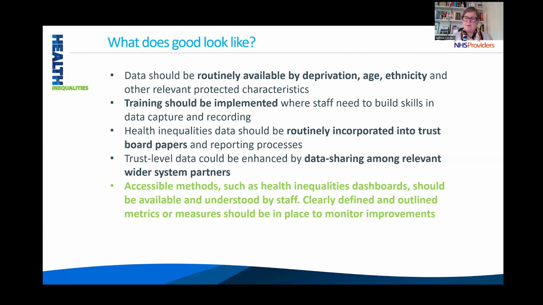having data available by protected characteristics, implementing relevant training for staff, incorporating health inequalities into board reporting, and sharing data with system partners and monitoring data through accessible means, like data dashboards, so that you can see those improvements over time. And we will go on to explore in much more detail the notion of these data dashboards with our speakers today. And the guide also contains a specific set of objectives for trust boards that can be used to guide their work on health inequalities data.